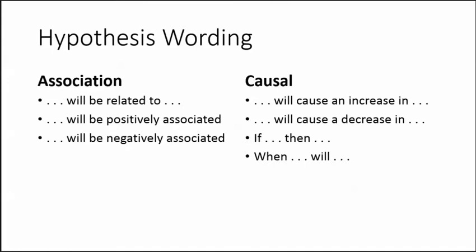One way to think about it is that the association hypothesis might feel a little more broad. Even if the direction of the relationship is predicted, it's framed by saying the variables are related or associated.